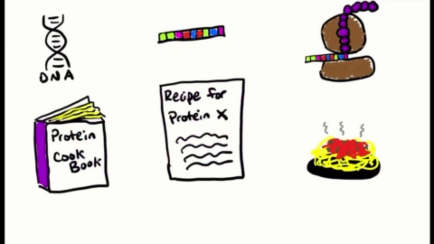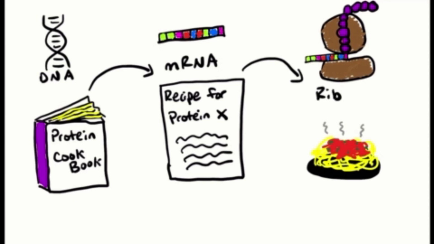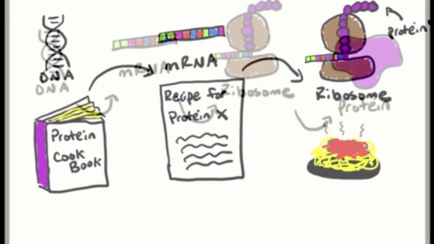When it is time for the cell to make a protein, the code for the protein written in the DNA will be copied into another molecule known as messenger RNA, or mRNA. It then takes the instructions to a protein production factory called a ribosome.